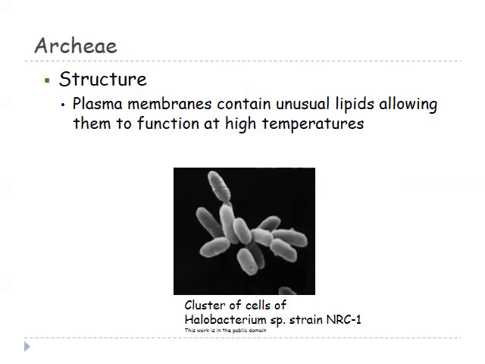If we look at the domain Archaea, the structure of the plasma membranes, this is the outside boundary of the cell, contains very unusual fats or lipids. And this allows these organisms to function at high temperatures, temperatures that would kill other organisms, including the members of the domain Bacteria.